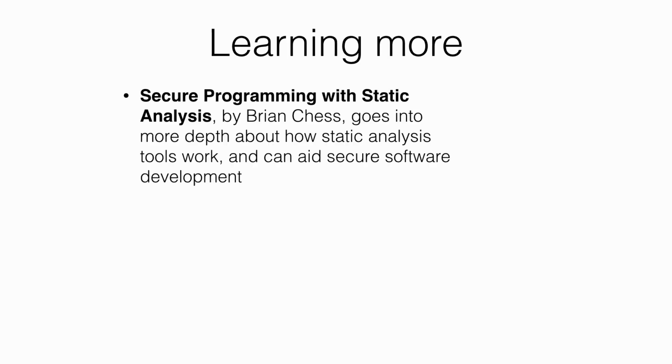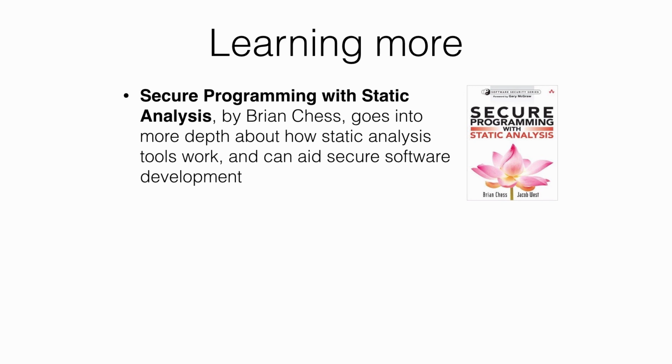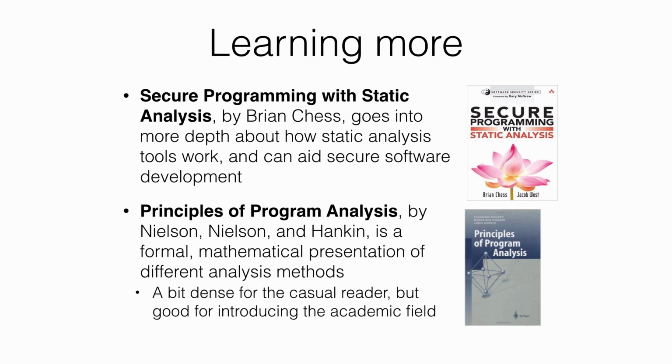If you'd like to learn more about static analysis, I'd recommend this book, Secure Programming with Static Analysis by Brian Chess. This goes into more depth about how the static analysis tools work, elaborating on the description in this unit, and talks more about how static analysis fits in a secure development process. For more of the mathematical details of how program analysis works, I recommend this book by Nielson and Hankin. It's a bit dense for the casual reader, but it's good for introducing the academic field of static analysis.